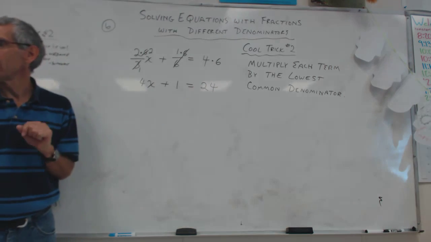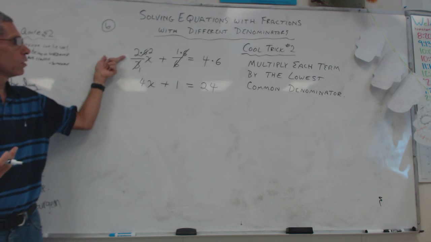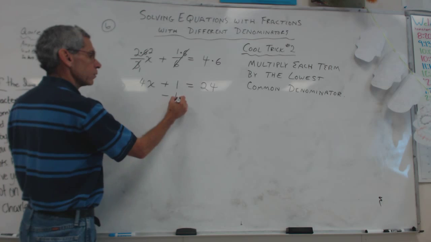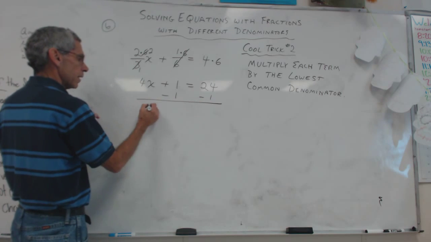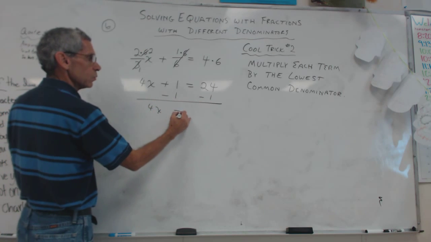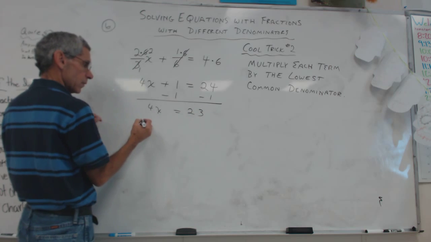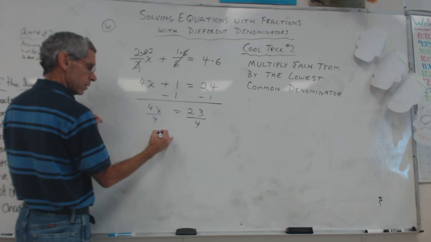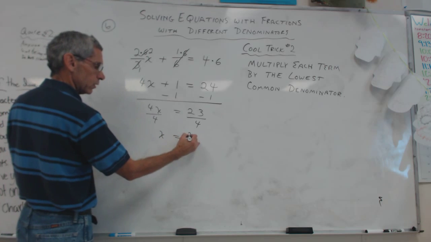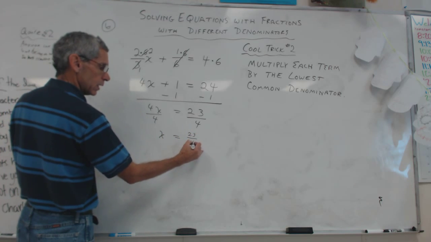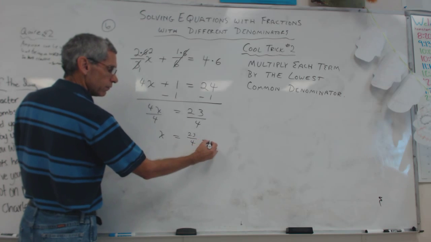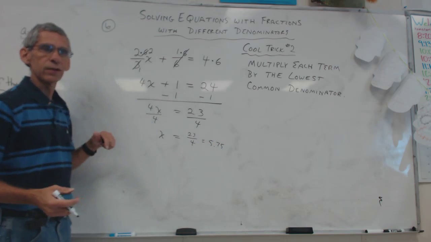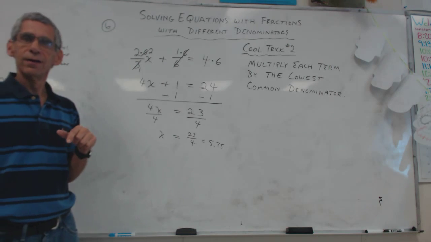In one move, I got rid of this horrible equation, and I've got a very simple equation. I subtract 1, and I have 4x is equal to 23. And then I divide by 4, x is equal to 23/4. And if you want to go further, you can: 5.75. Do you guys have a calculator, or are you just doing this in your head?